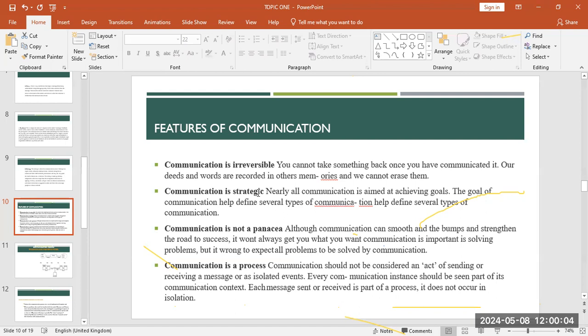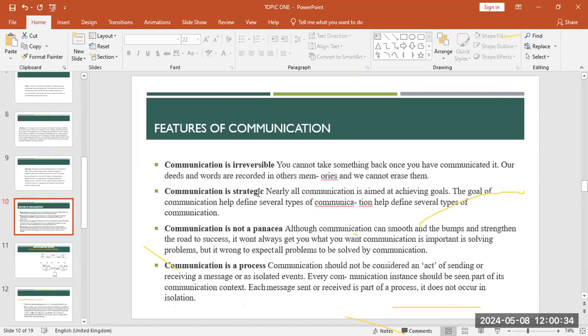If you have, for example, you are in conflict with someone, you are not on good terms with someone, you may call that person and apologize to him, so that at least your friendship may remain.